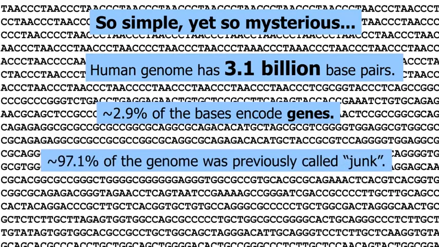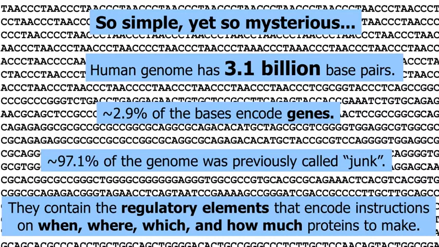The other 97.1% of the human genome used to be called junk DNA. However, now we know that they actually encode important regulatory elements. They encode instructions on when, where, which, and how much proteins to make. Where and what are these regulatory elements? What regulatory networks do they form to function together?